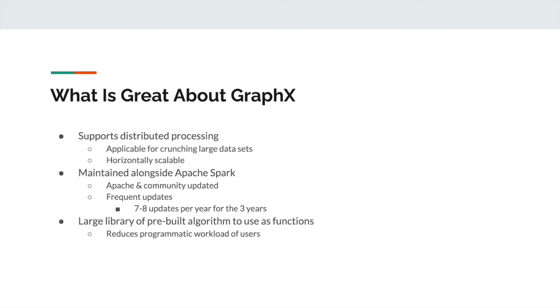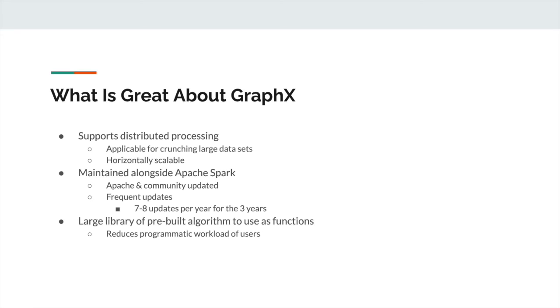Secondly, it is maintained alongside Apache Spark, which is both Apache and community updated. I took a look over the change logs over the last couple of years, and there's been about 7 to 8 updates on average for the last 3 years. Apache GraphX gets updated alongside Apache Spark. Not every update note to Apache Spark has to do with GraphX, but it is very frequent that in these 7 updates, 1 or 2 of the release notes are about GraphX.